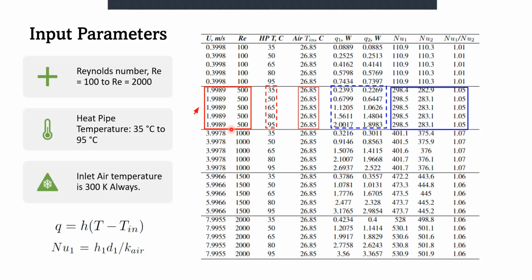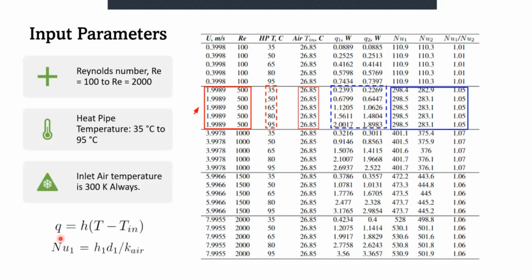I have put two colors of blocks here, one for input parameters and one for output results. The red blocks denote the input parameters, like Reynolds number remains the same and inlet air temperature remains the same. Only the heat pipe temperature changes for these runs. And we can see that with the change in heat pipe temperature only, there is no change in Nusselt number. The only change is in the heat rate.